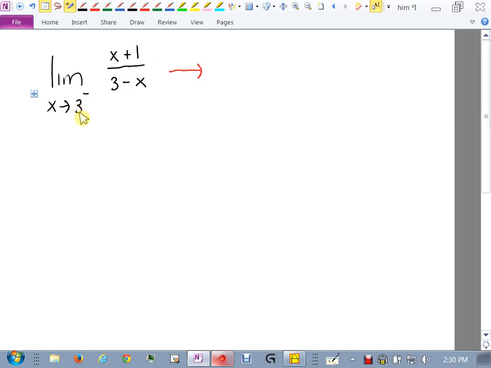Remember, this is 3, right? And you're approaching from which side? The left. This is not -3, right? So I'm approaching 3 from the left. So it's just plug in 3, right? 3 plus 1 is 4.